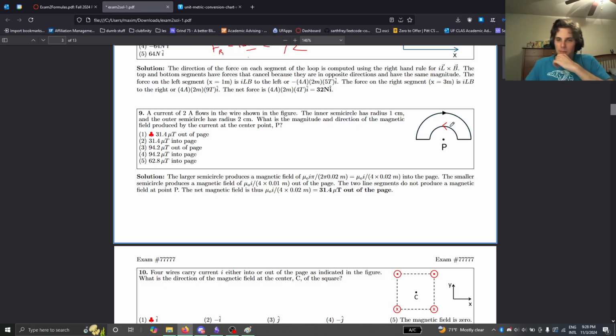Real quick, if you have the outer loop, it's headed to the right, the current's headed to the right. So when it reaches the point in the middle, it'll be going into the page. So just make a note of that. This one goes into the page. Here, this one, the current's going to the left, so it's coming out of the page. So quickly make a note there.